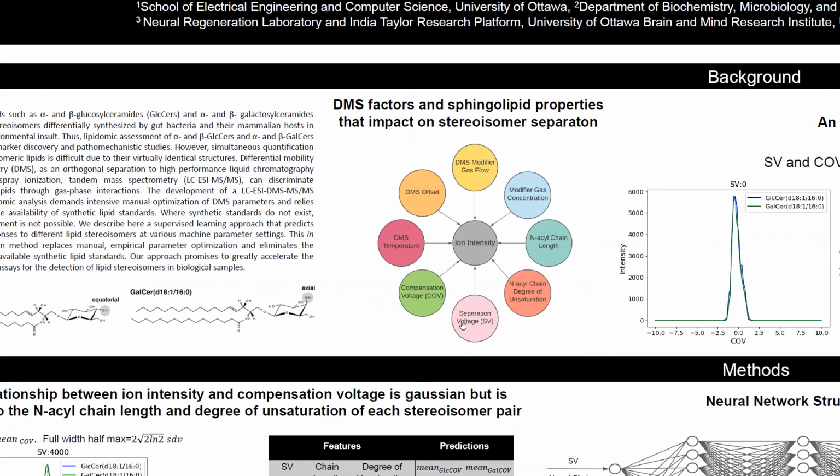There are 6 different DMS machine parameter values that contribute to the ion intensity detected by the DMS. Each of these relationships will also depend on the chain length and degree of unsaturation of the N-acyl chain for the lipid pair. Because only one DMS machine parameter value can be changed at one time, the method development process is very labor-intensive, time-consuming, and expensive, as it relies on the availability of the synthetic lipid standard.